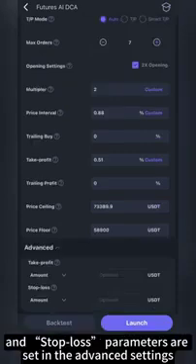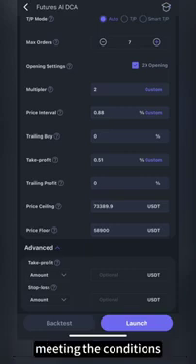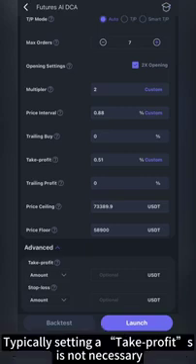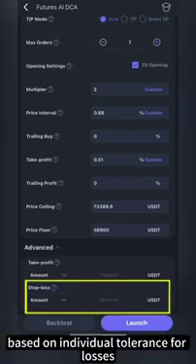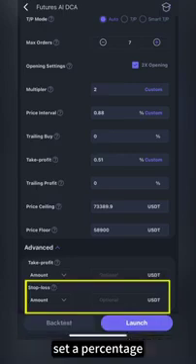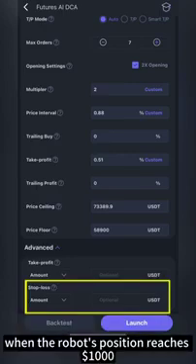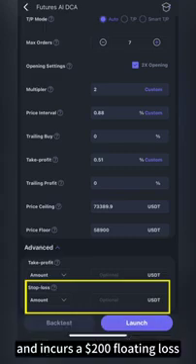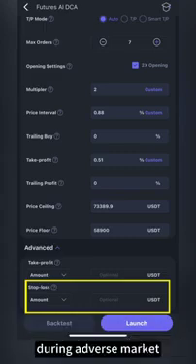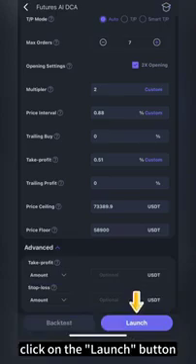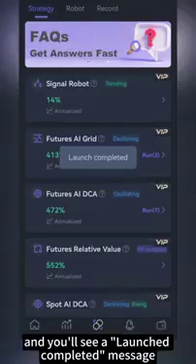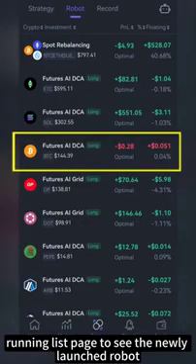Furthermore, if take profit and stop loss parameters are set in the advanced settings, the robot will stop running upon meeting the conditions. Typically, setting a take profit is not necessary, but it's strongly advised to have a stop loss. Based on individual tolerance for losses, set a percentage, e.g., 20%. When the robot's position reaches $1,000 and incurs a $200 floating loss during an adverse market, the robot will automatically close all positions and stop. Once the above settings are complete, click on the Launch button, and you'll see a Launch Completed message. Switch to the robot's running list page to see the newly launched robot.